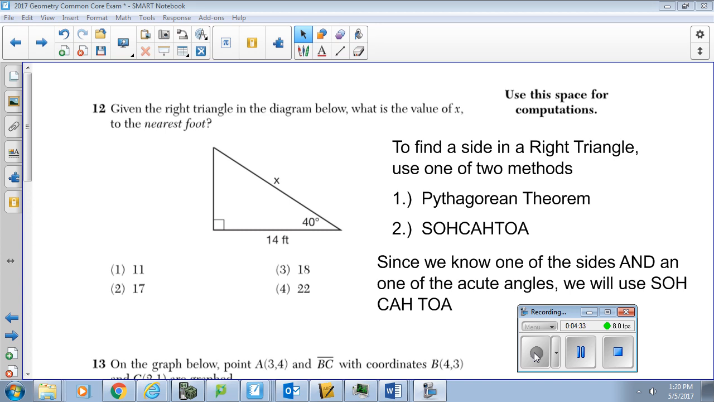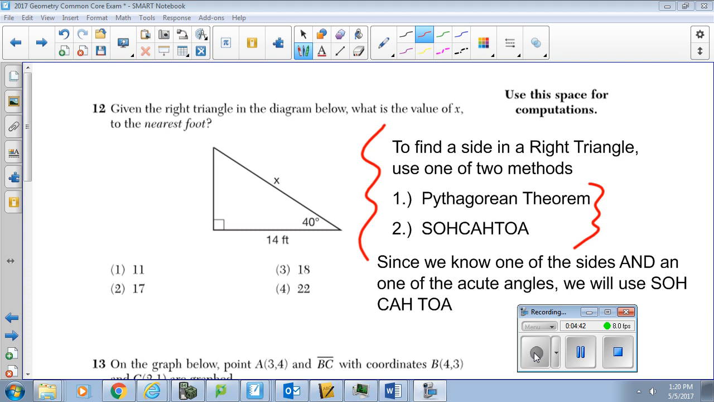Okay, so I want you to write this down. To find the side of a right triangle, so because x is a side, you're either going to use one of two things. You're going to use Pythagorean theorem or SOHCAHTOA. Since we know one of the sides and one of the acute angles, we're going to have to use SOHCAHTOA. So sine, cosine, or tangent. Right, so I'm going to look at my acute angle. I'm going to label my sides opposite, adjacent, hypotenuse.